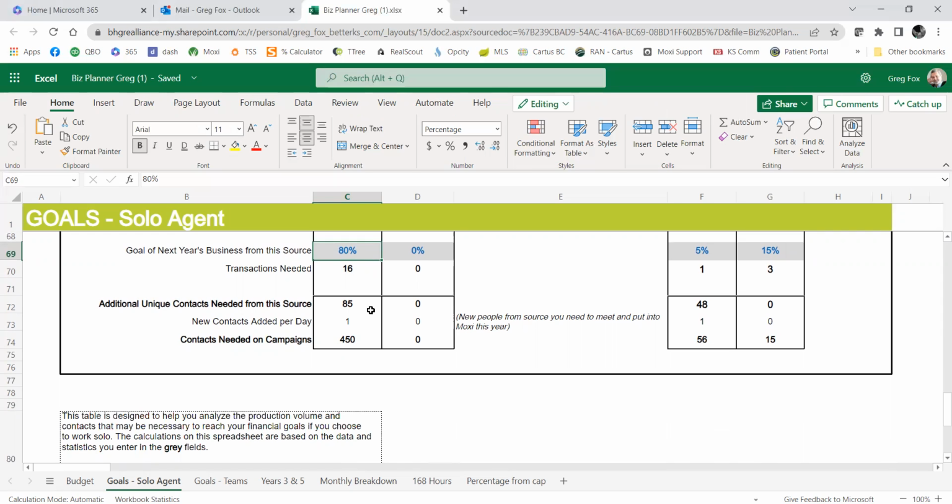Cece's going, oh, makes sense. Julio's saying, only 85?